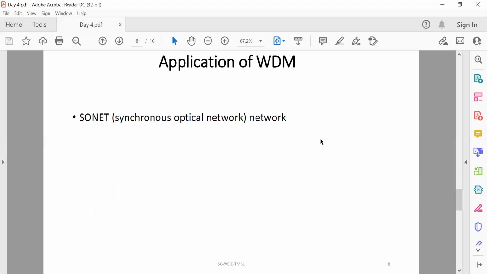Now there is an application where WDM, wave division multiplexing, can be used. It is used in the SONET network. SONET means the synchronous optical network. Basically, SONET is a name for a standard family of interfaces for high speed optical links.